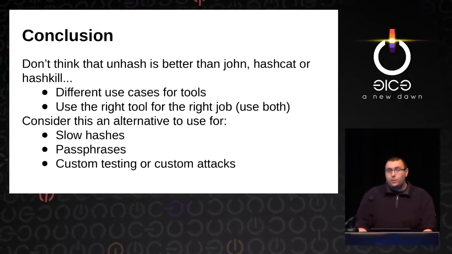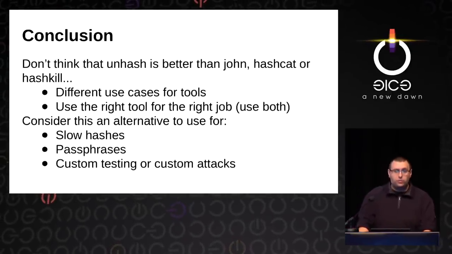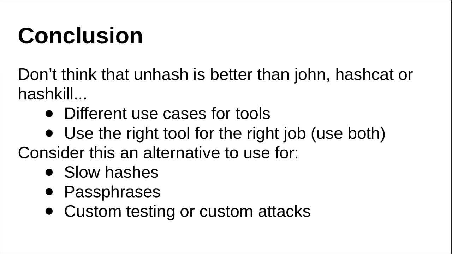First off, don't think that unhash is better than John the Ripper, Hashcat, or Hashkill. Those tools are awesome, and Solar Designer, Hashcat team, and Gateway from Hashkill do an extremely awesome job. It's just use the right tool for the right job. This here sounds maybe a bit complicated, but you can find on GitHub the example files, you can find all the rule files, and you can just simply execute them, and it will do its magic. Those are two different use cases.